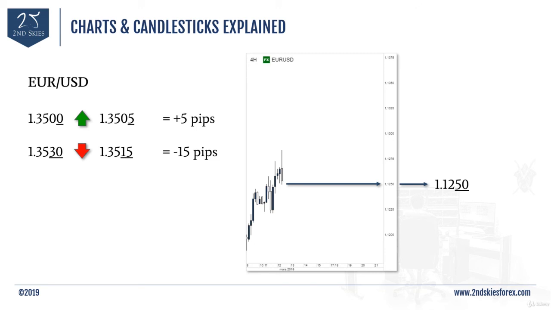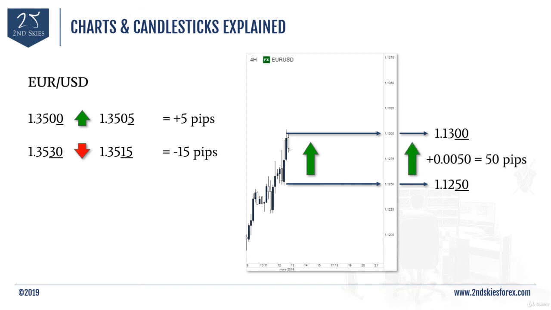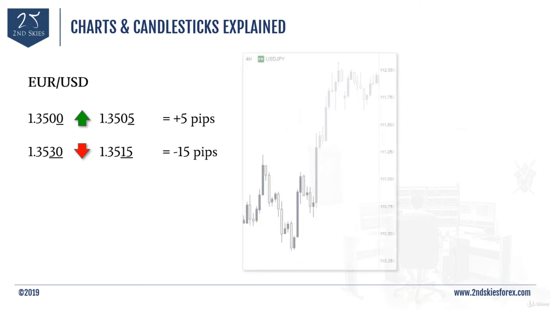In a chart, this would look like this. So here you have a chart of a 4-hour euro-US dollar. Price is there currently at 1.1250. It moves up to 1.1300. That's an increase of plus 50 pips, so plus 0.005.